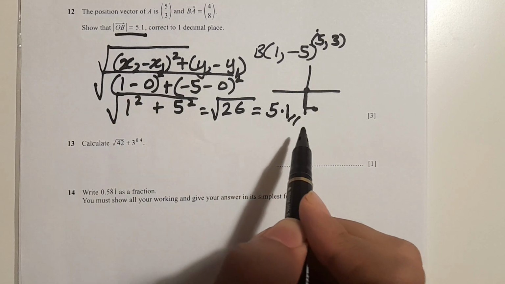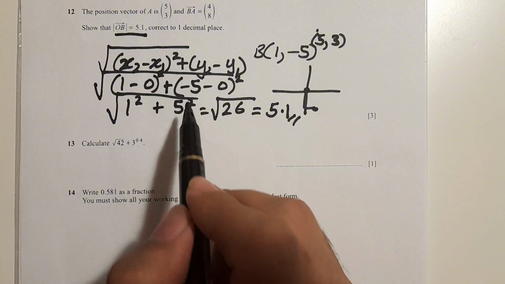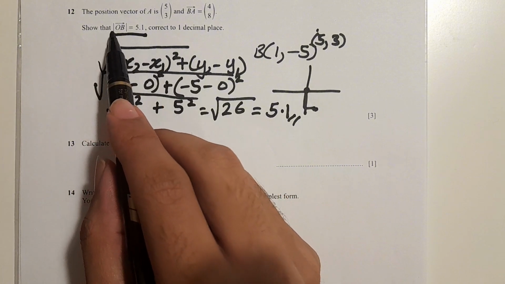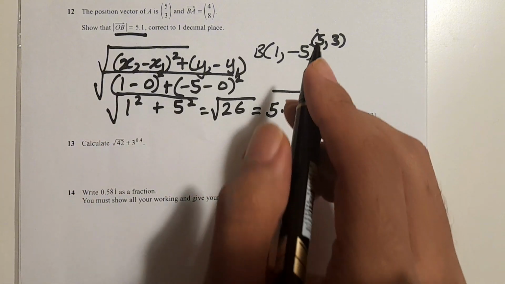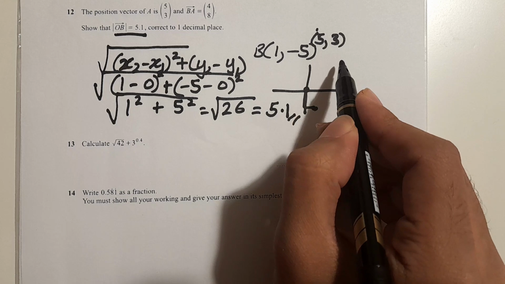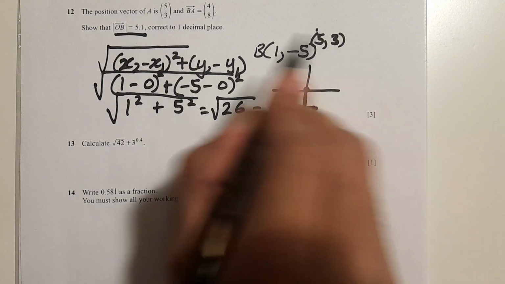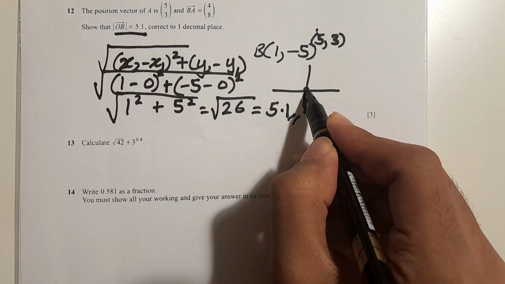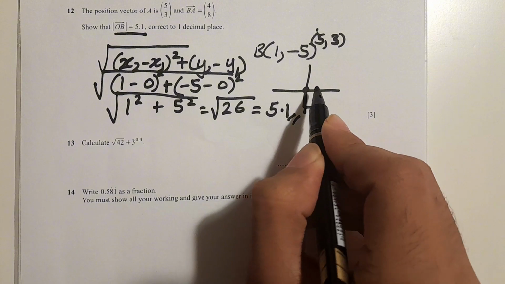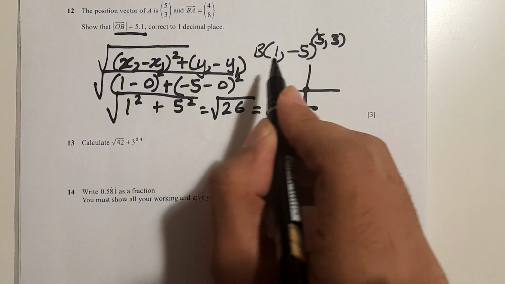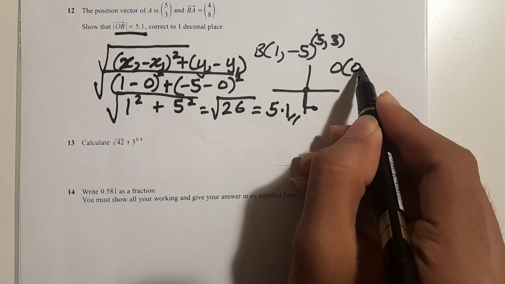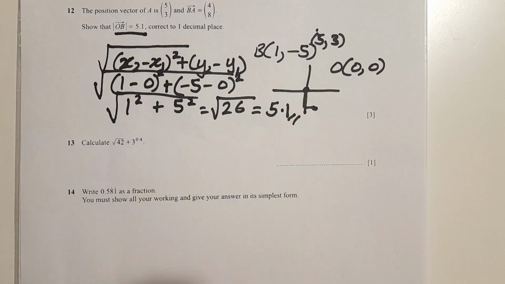So the method is correct, and this is how we calculate the value of OB. If you have a question about how we got the value of O, O is the center point of the graph from where the point started, which is (0, 0). So this is how we will do question 12.